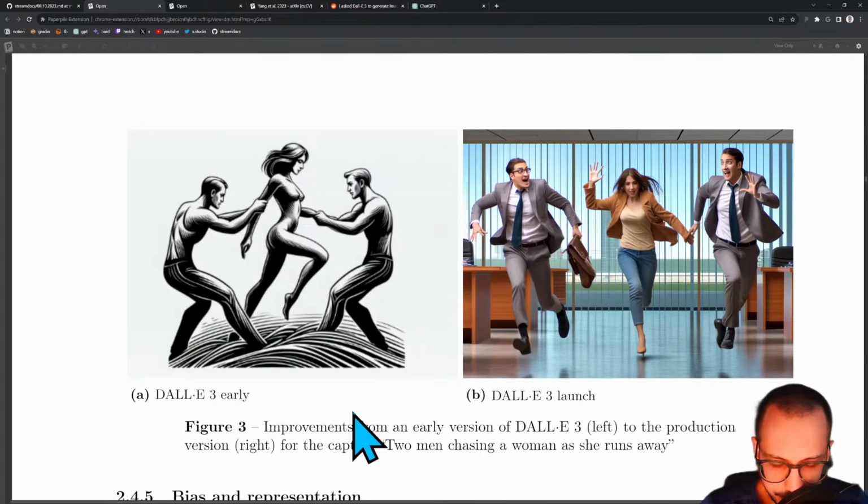Let's see here. Improvements from an early version of DALL-E to the production version. 2 men chasing a woman as she runs away. So obviously this is kind of more racy. These people are shirtless. She doesn't seem to be wearing anything. Look at this. You can actually see butt cheeks here, so definitely no good. And I guess this is the way to do it. Make them all wear corporate attire.